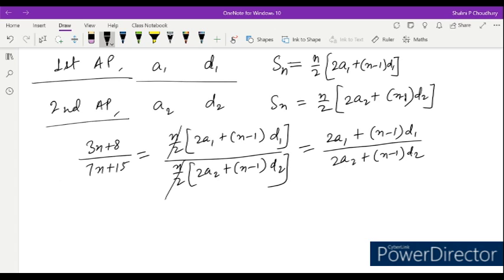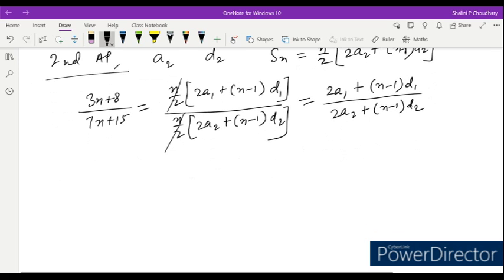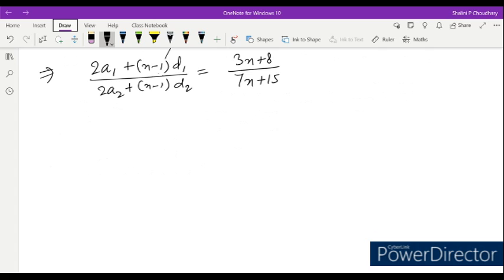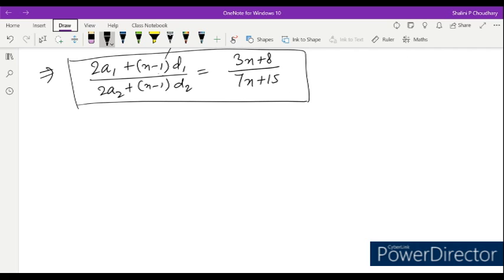Okay? So basically, what do we have to find out? We have to find out the ratio of their 12th terms, not the ratio of the sums. So we want the ratio of the 12th terms. So we'll stop here: 2a1 plus (n minus 1) d1 upon 2a2 plus (n minus 1) d2 is equal to 3n plus 8 upon 7n plus 15. Actually, this is the value we got.